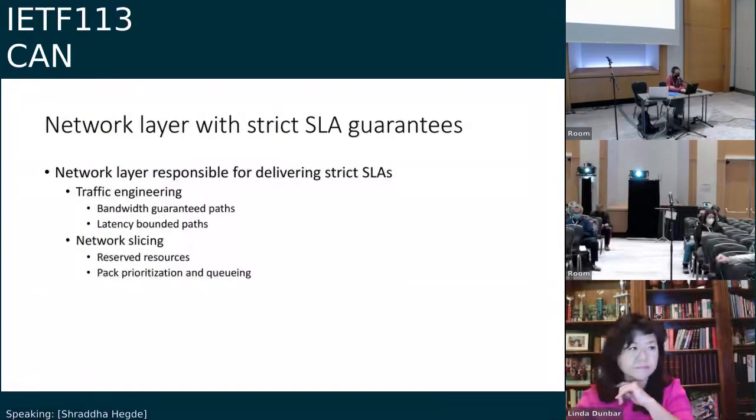So we all know that the network layer can provide paths with strict SLA guarantees, right? It's responsible for delivering strict SLA. So if you request the network to provide paths from point A to point B which are bandwidth guaranteed or latency bounded, for example, a path within 5 millisecond delay that should guarantee 1 gig bandwidth, that's supported today by the network layer.